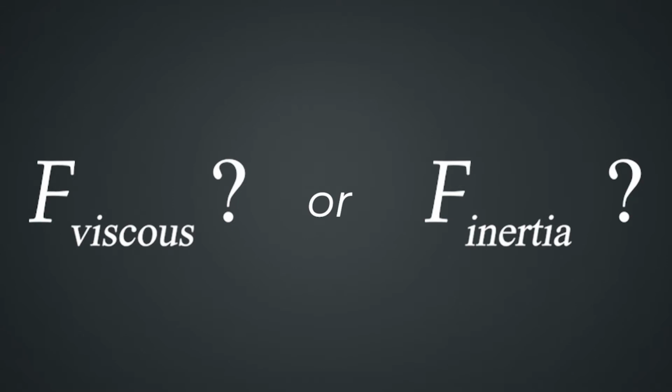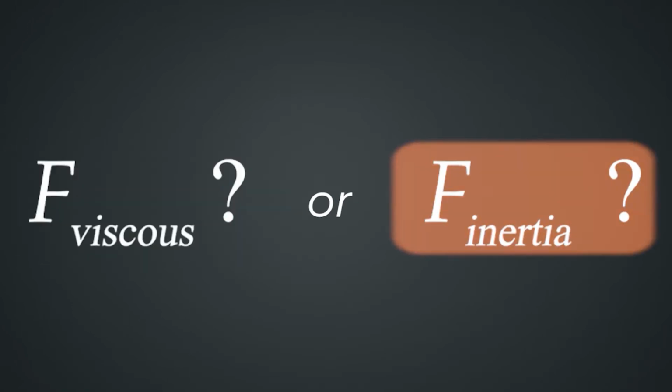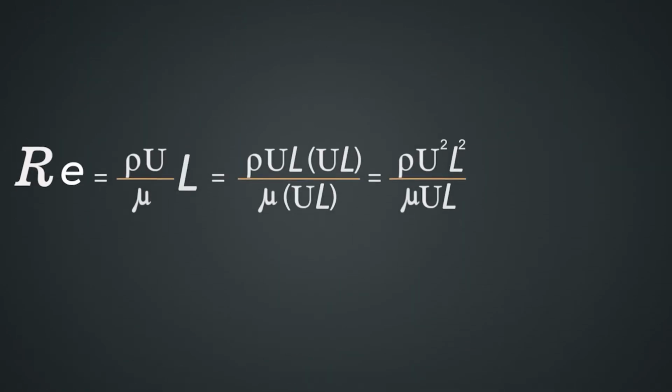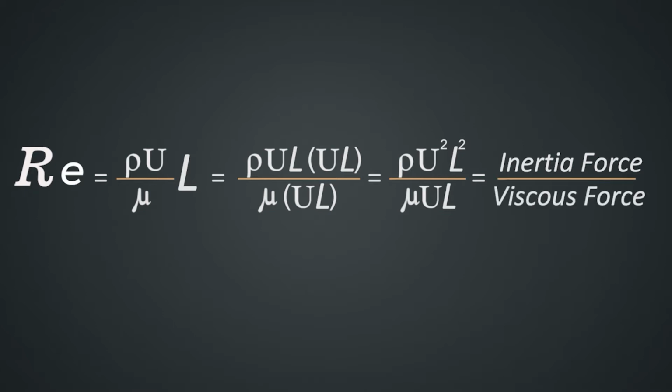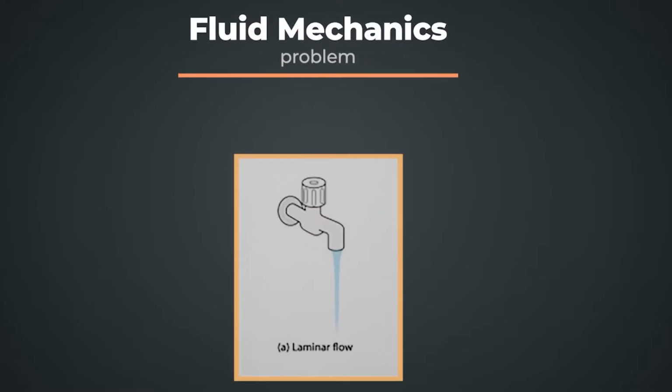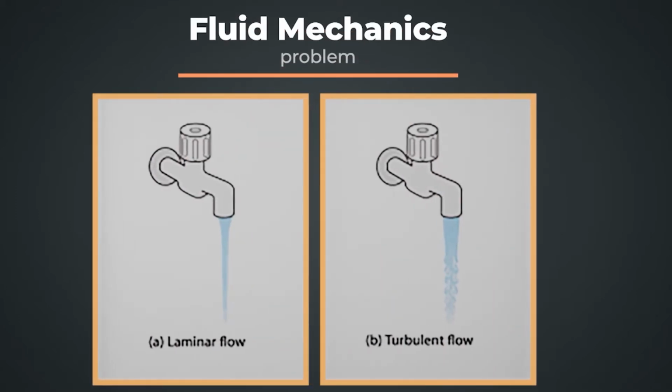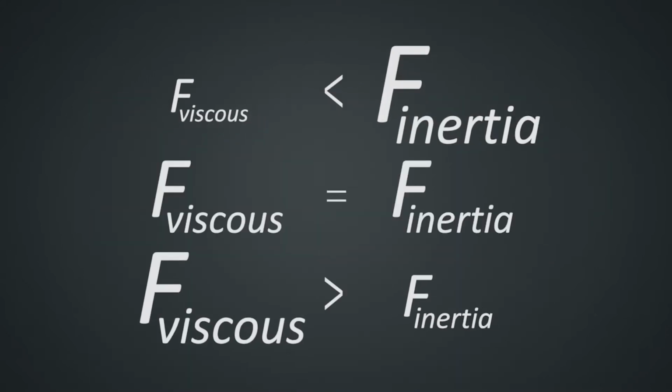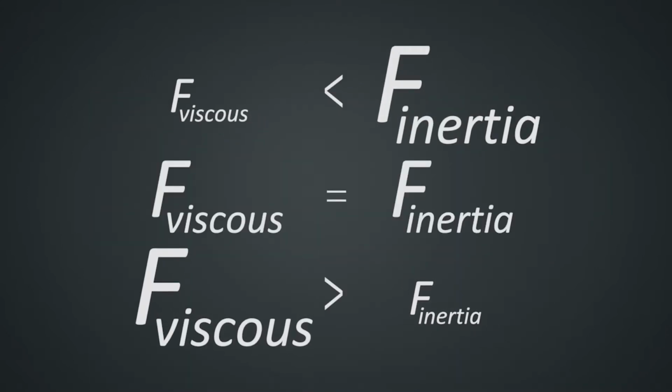Another piece of information out of Reynolds number is what force dominates the flow. Is it viscous or inertial? Multiplying up and down by the velocity length, the numerator becomes an inertial force, while the denominator becomes a viscous force. When solving a fluid mechanics problem, we use Reynolds number to determine whether the flow is laminar or turbulent, also to perceive how the inertial force compares to the viscous one.